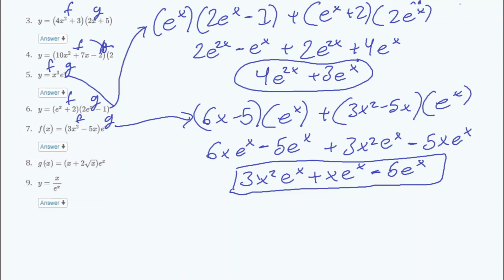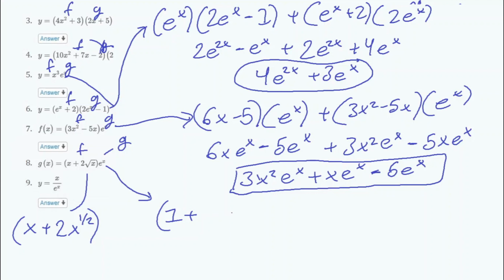And now let's do number 8. So number 8, we're going to have this as f, and then e to the power of x is going to be g. We could rewrite whatever's in the parentheses as x plus 2 radical x, which is also 2x to the half power, because that's a lot easier to find the derivative of. So now let's use the product rule. f prime is going to be 1 plus x to the negative half power, because the half carries around, it multiplies by 2, that turns into 1.